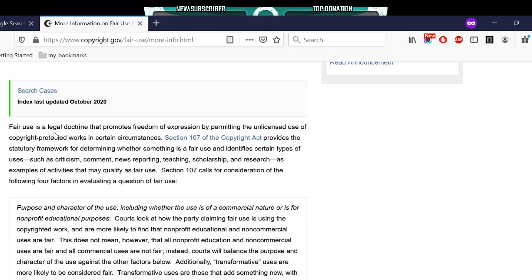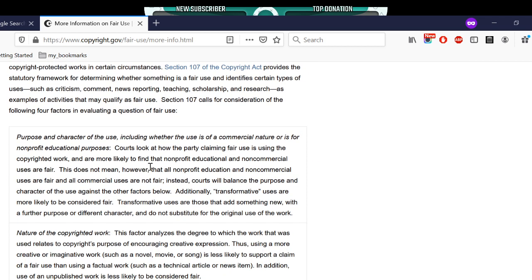Okay. Fair use is a legal doctrine that promotes freedom of expression by permitting the unlicensed use of copyright-protected works in certain circumstances. Section 107 of the Copyright Act provides the statutory framework. Oh god, this is all lawyer speak, and I'm personally not trained to really understand that. So let's see if this box is a nice little summary for us.